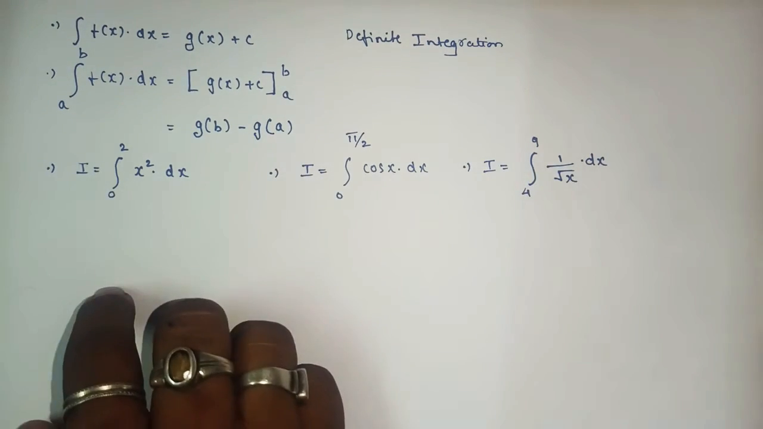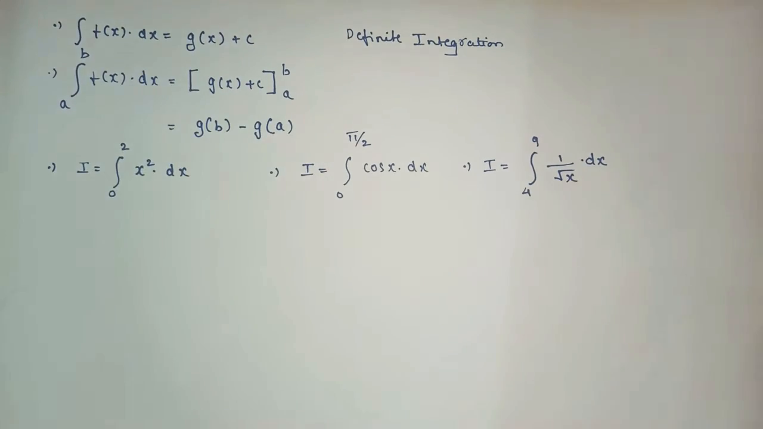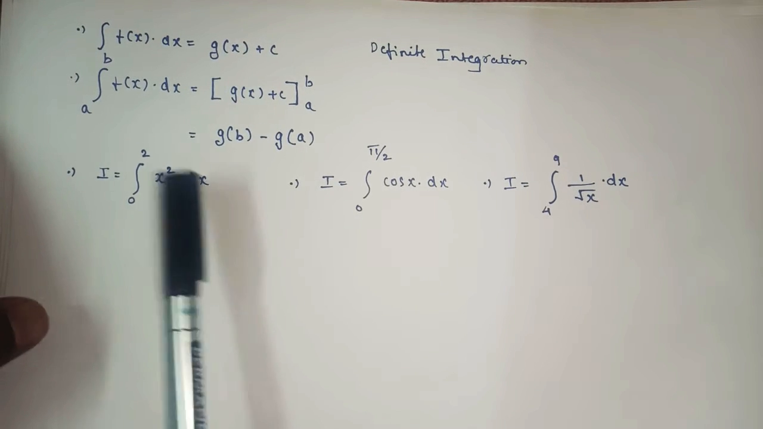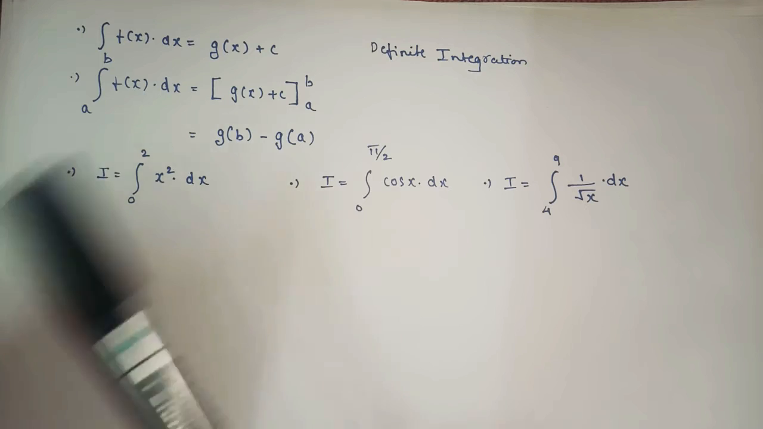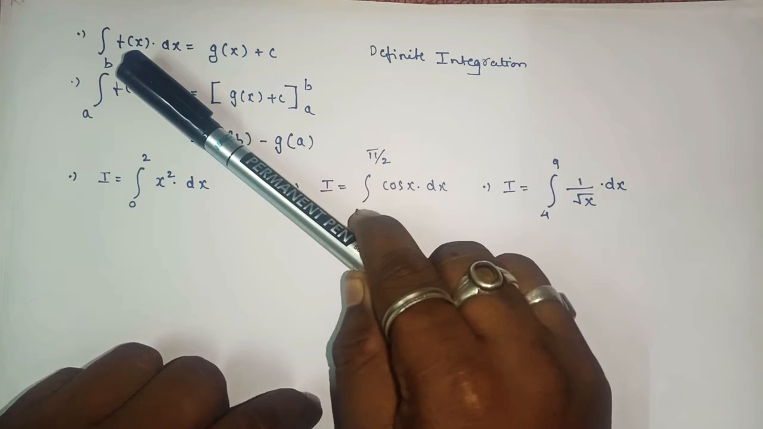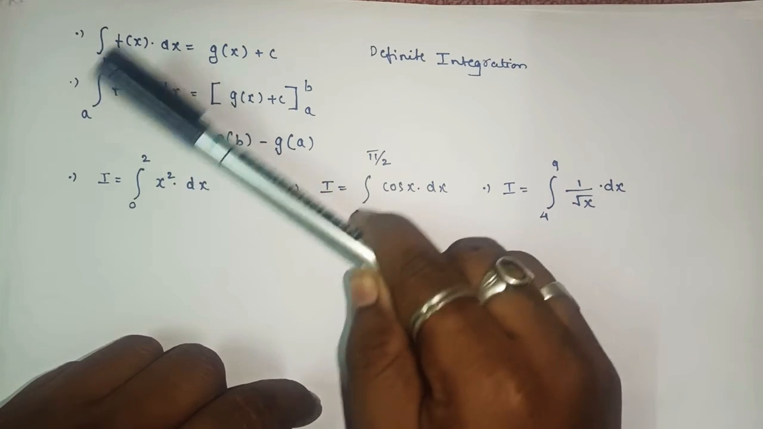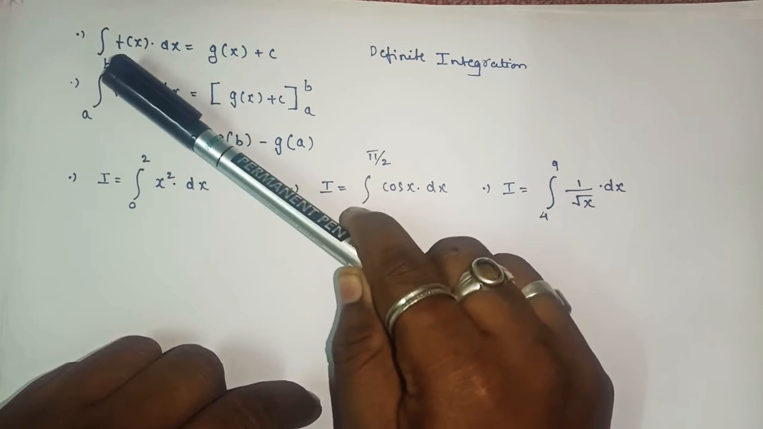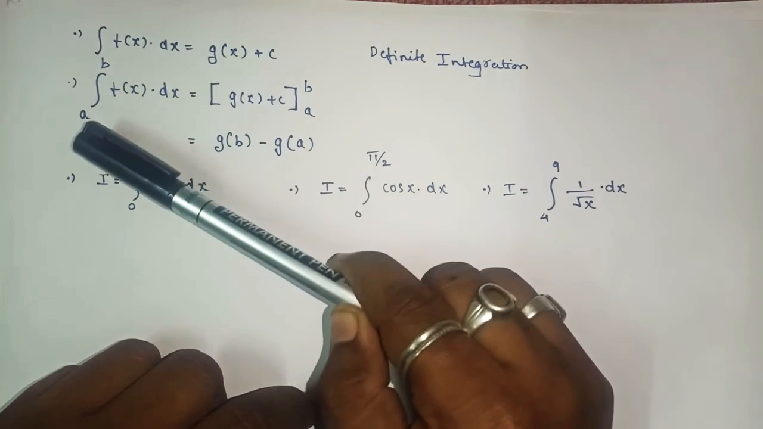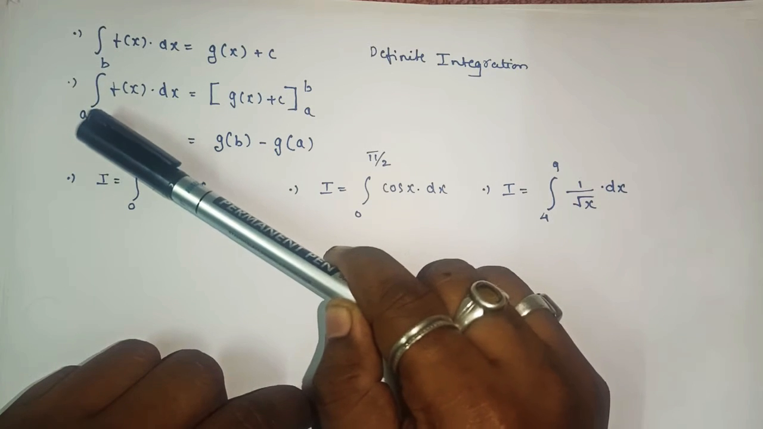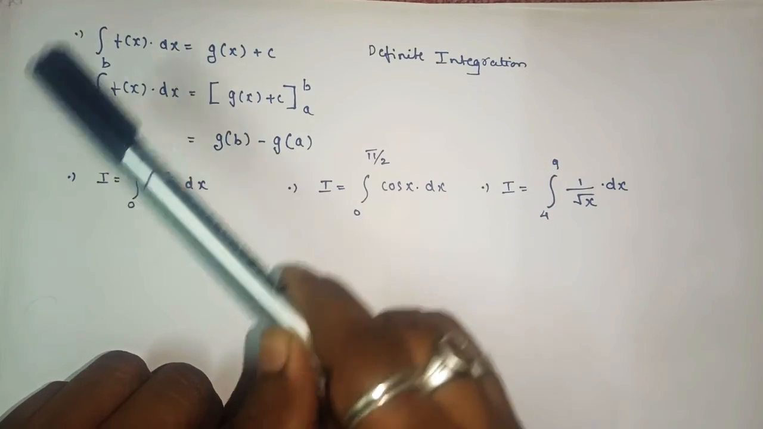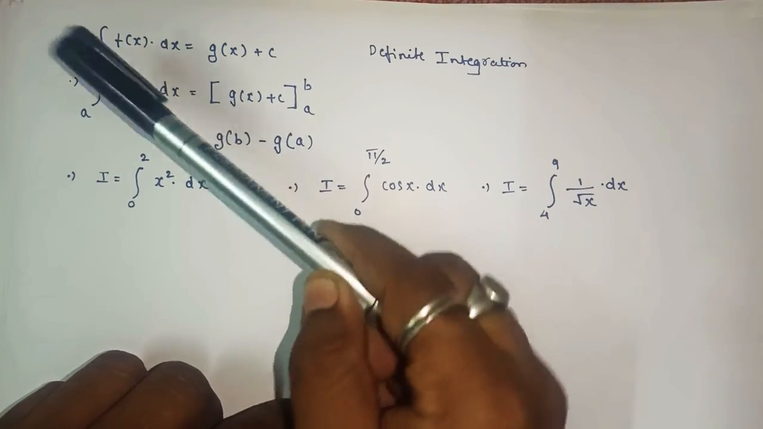Now, what is a definite integral? And how to guess whether a particular question is from integration or definite integral? It is very simple, by this value. What is this, a to b? These a and b are called the limits of integration, where a is called the lower limit of the integral and b is called the upper limit. So this is the lower limit and this is the upper limit. It is very simple.